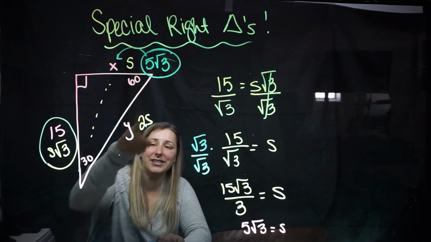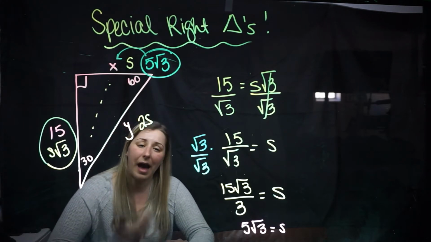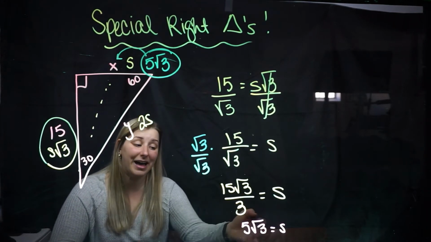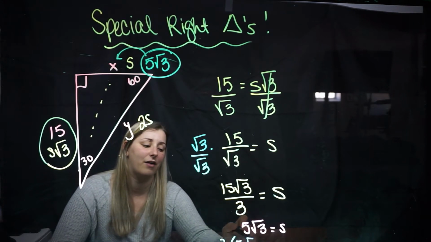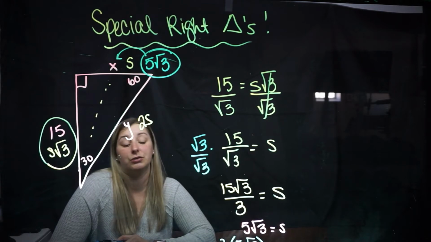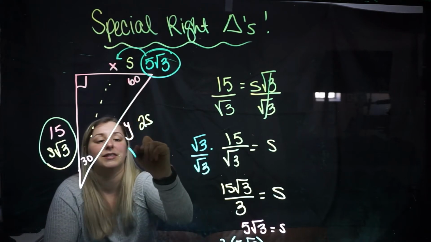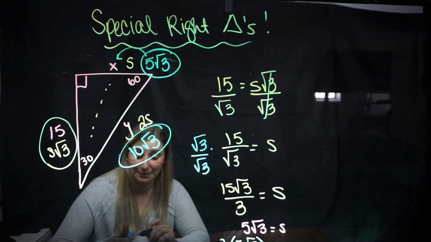Now I need this hypotenuse length of y, and y is equal to 2S. Well, that means I need to do 2 times 5 rad 3. Remember you're really just multiplying outside times outside, so 2 times 5 is 10. So we have 10 rad 3 here, and that's the length of your hypotenuse.